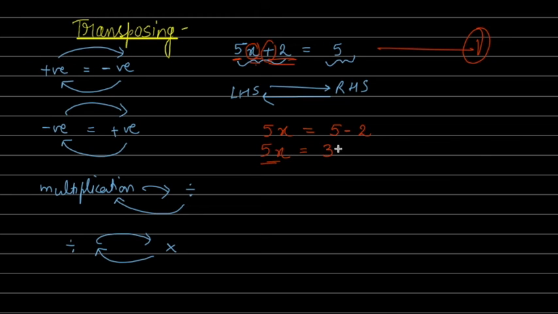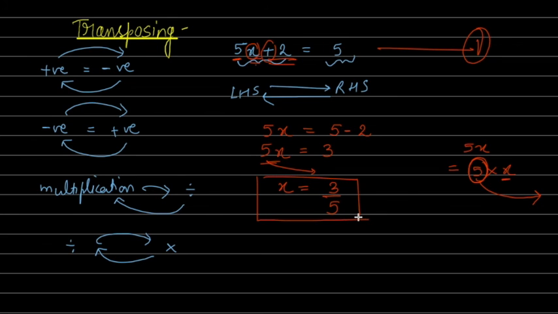Now here 5x. 5x means 5 multiplied by x. It means this 5 is in multiplication with x. So when I transpose it to the other side, it will go into division. So 3 as it is, and this 5 will go into division. So the value of x is coming out to be 3 upon 5. This is how we have to transpose the terms from one side to another to calculate the value of the given variable. So this was all about the explanation of this chapter.